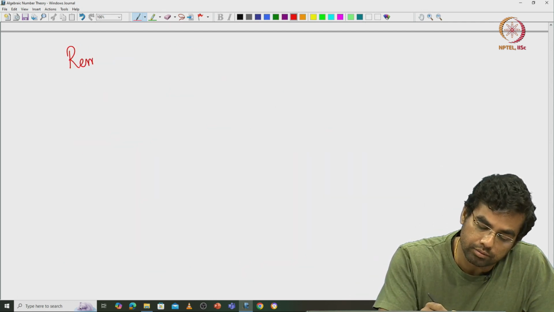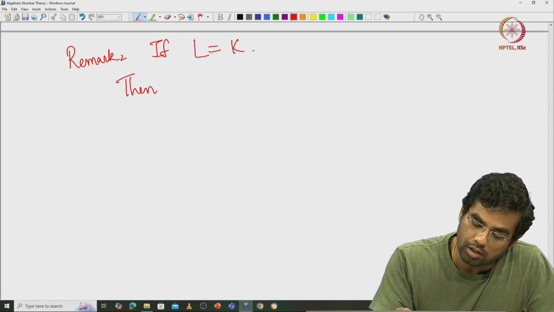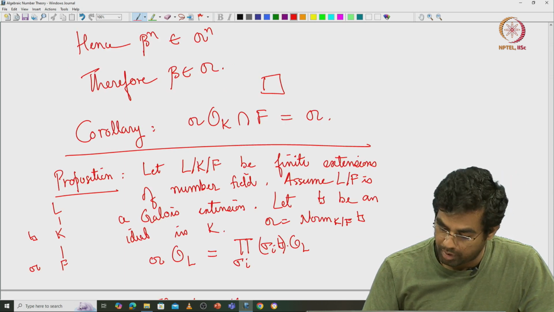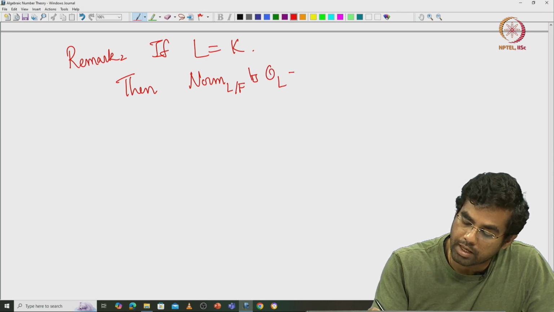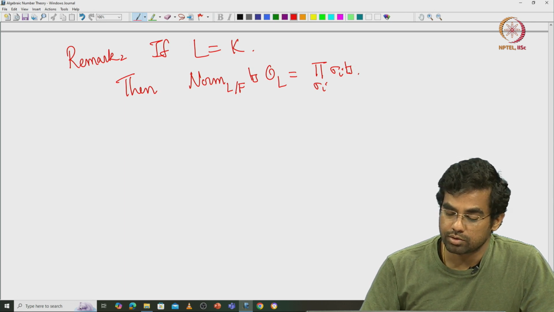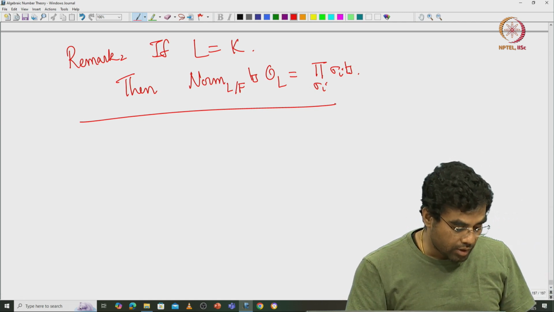So, remark: if L is equal to K, then the norm from L to F of this ideal that we denote by B. I can take this as an ideal of OF, and when I extend it, this is the same as the product over all sigma I of B. So, this has a very similar flavor to what we know for norms of elements. All right. So, how do we prove this?